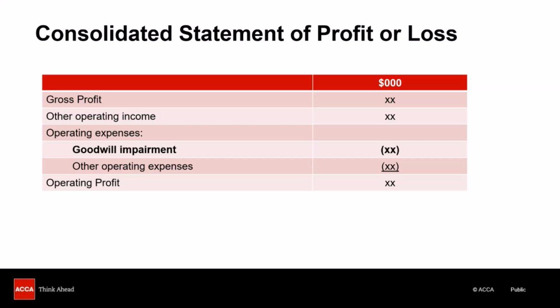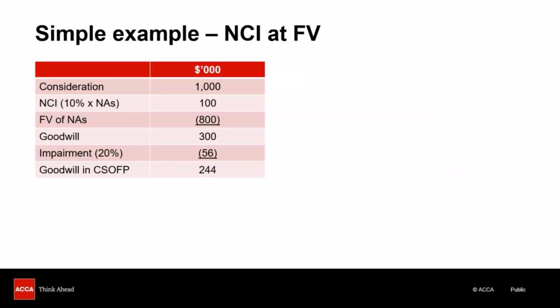In the consolidated statement of profit or loss, the latest format as per IFRS 18, we are going to show the gross profit. In that, other operating income is added. Then in the tab where we are deducting the operating expenses, goodwill is going to be subtracted, and after that the profit that we get is called operating profit. This is the representation of goodwill impairment in the consolidated statement of profit or loss.